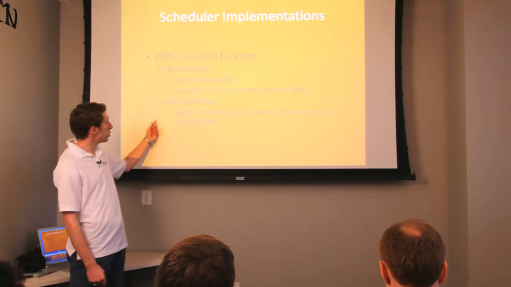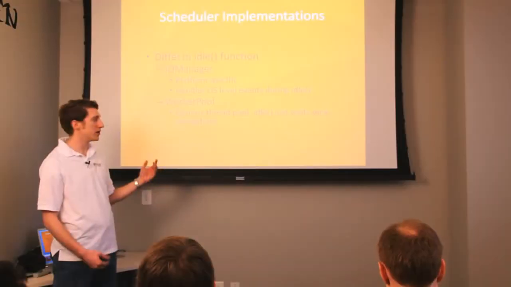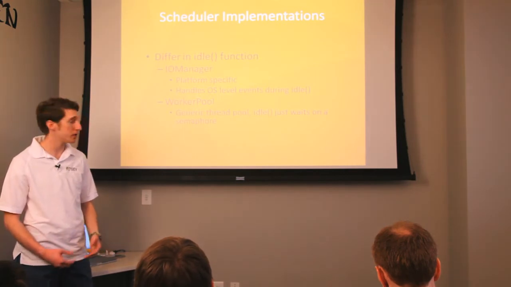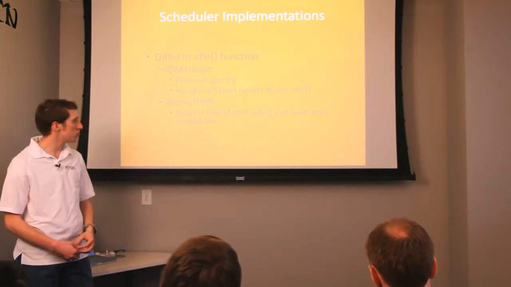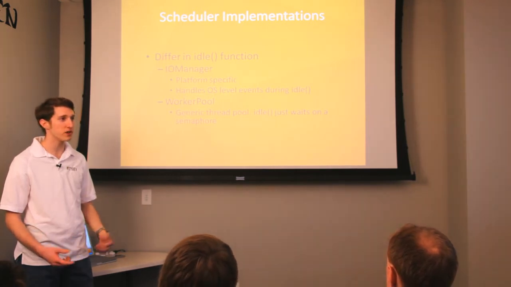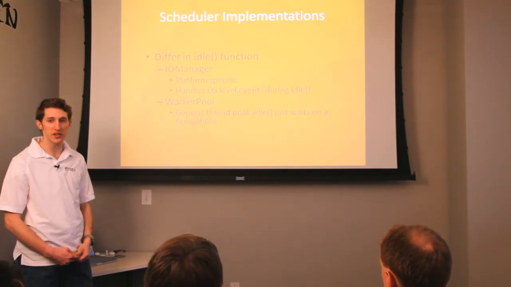The other one is a worker pool, which is just a generic thread pool. Typically, you'll have one IO Manager and then any number of worker pools for however you want to divide up your work. Worker pool just has a generic thread pool. Its idle function just basically waits on a semaphore waiting for more work to be scheduled on this worker pool.